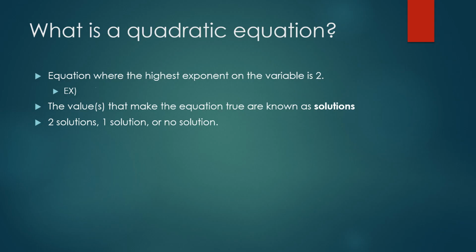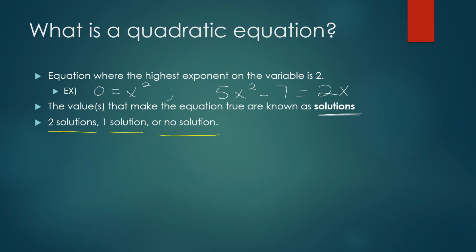So for example, we could have 0 equals x squared. We could also have 5x squared minus 7 equals 2x. These are both examples of a quadratic equation. Now the value or values that make the equation true are known as solutions. This is no different from when we had linears. However, what is different is that we could have two solutions, or one solution, or no solution.